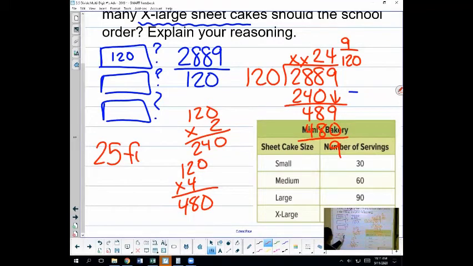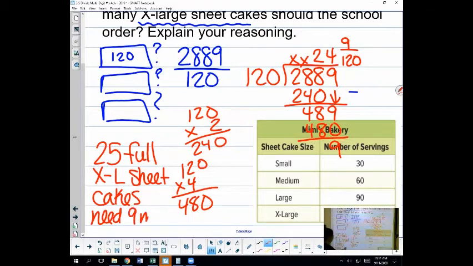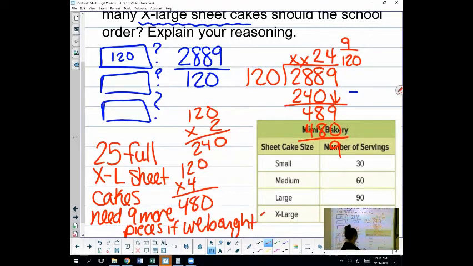25 full extra large sheet cakes, because we need 9 more pieces. If we bought 24 extra large cakes, 24 isn't going to cut it because I need 9 more pieces out of the 120. You can't buy a fraction of a cake, so you have to order more than what you actually need.